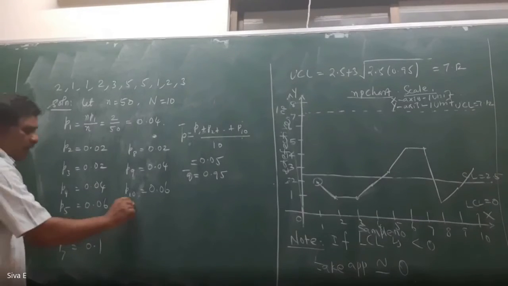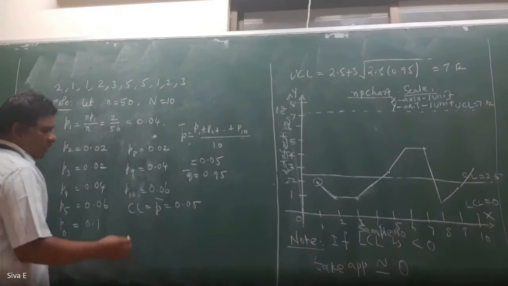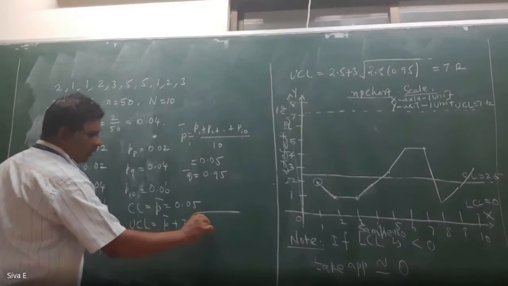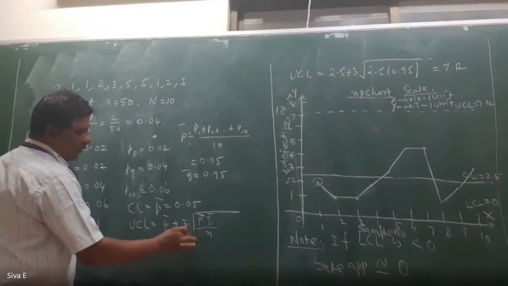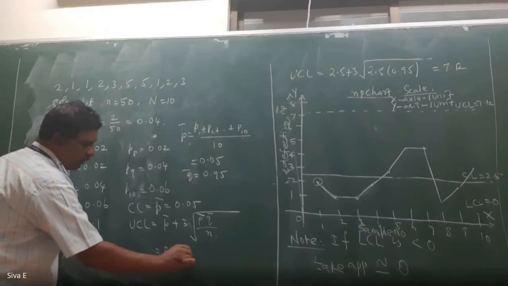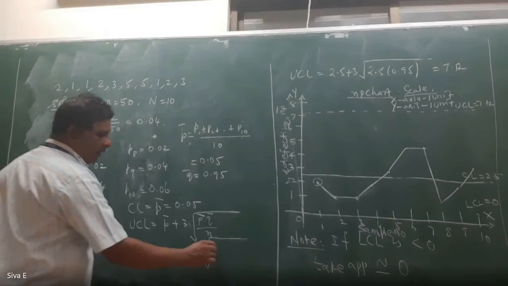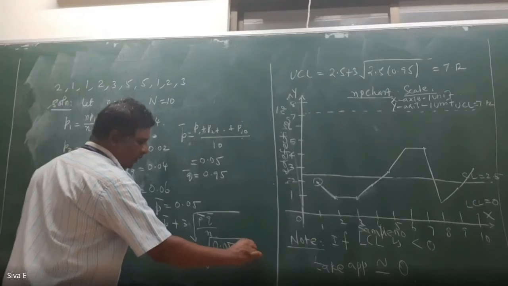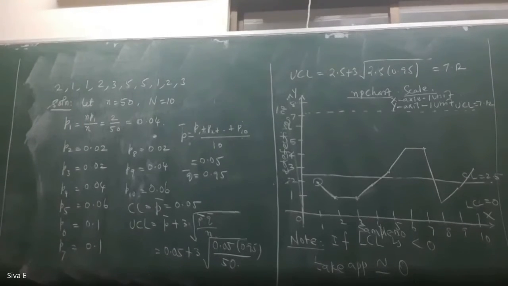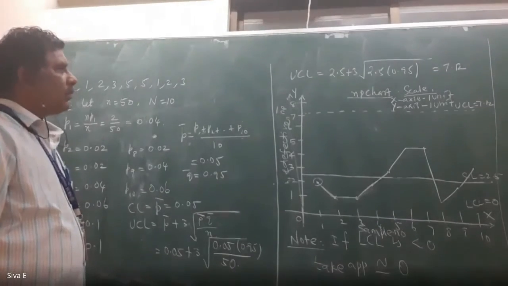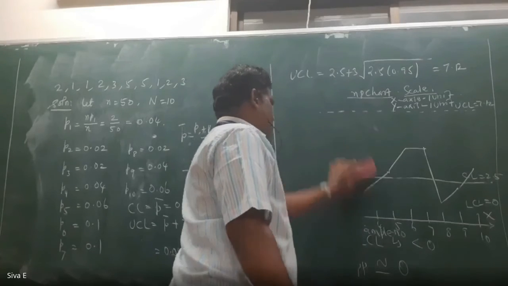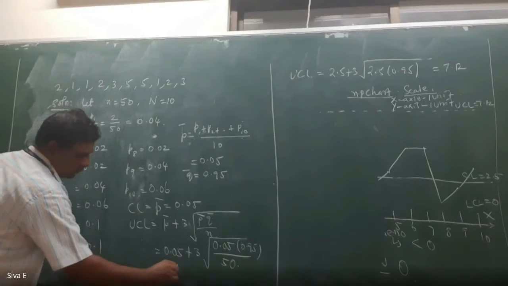Okay. So CL is P bar, that is 0.05. UCL is P bar plus 3 into square root of P bar Q bar by N. So what is P bar here? 0.05. 0.05 plus 3 into square root of 0.05 into 0.95 by 50. What is the value? 0.14, sir.